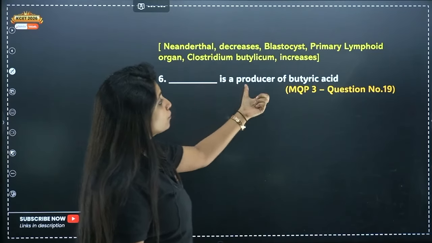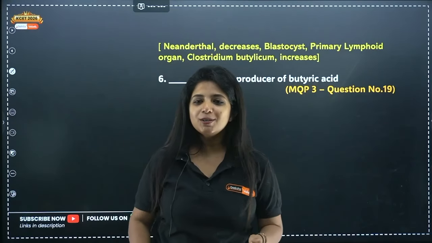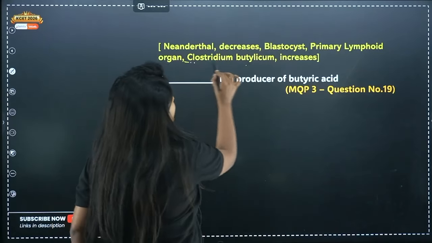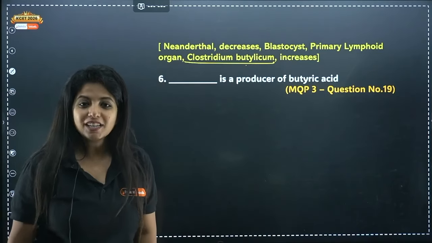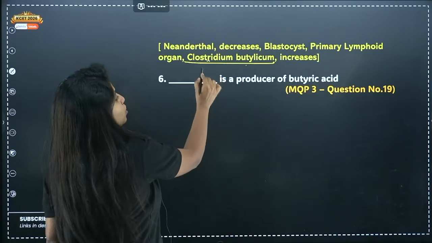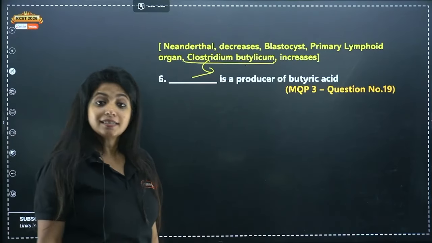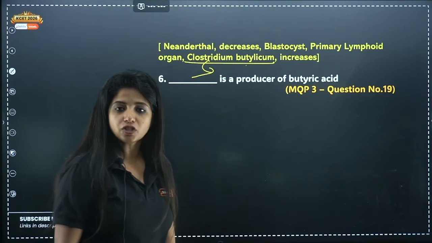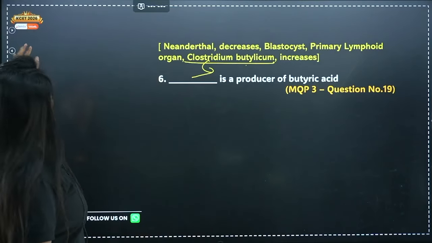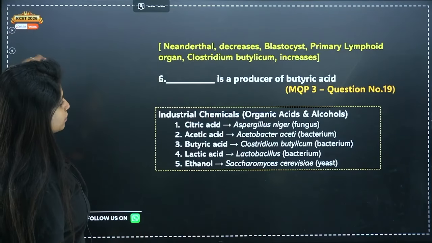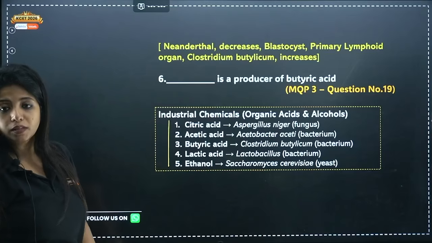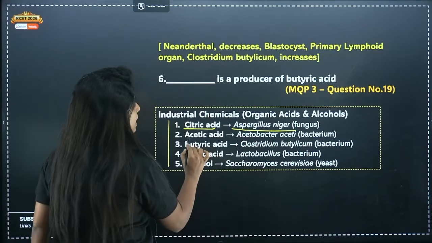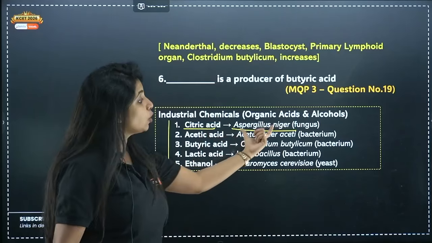Dash is a producer of butyric acid. What produces butyric acid? The closest name that we have over here is Clostridium butylicum. So yes, my dear children, it's a bacteria and it produces butyric acid. This is an example of microbes in industrial usage. So Clostridium butylicum is a producer of butyric acid. Going ahead, over here you have different names of other chemicals also. For example, citric acid is produced by Aspergillus niger. Acetic acid by Acetobacter aceti.